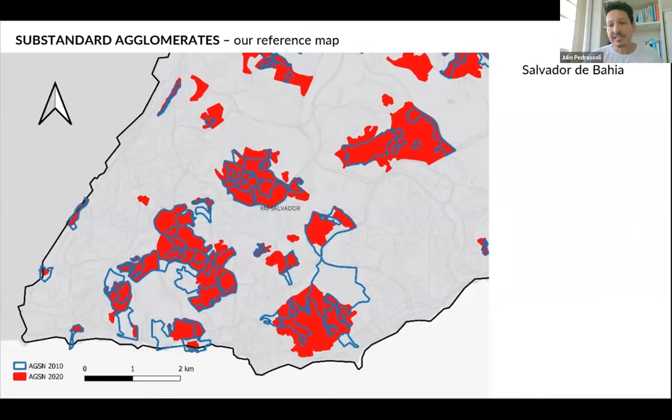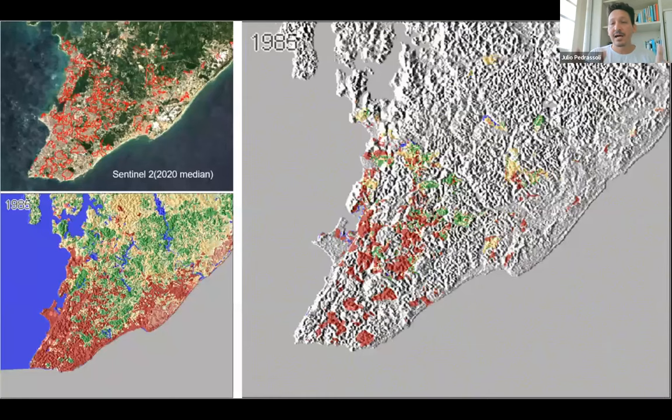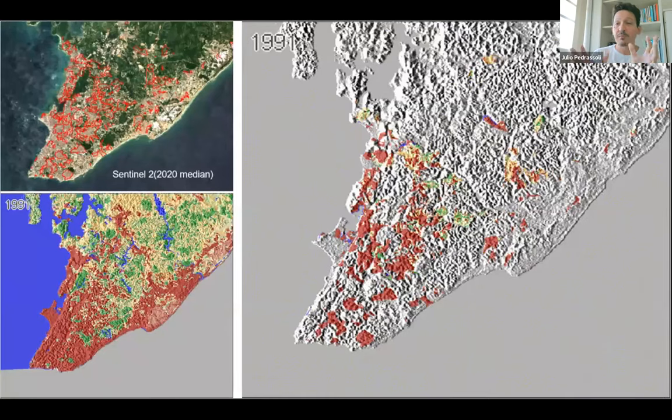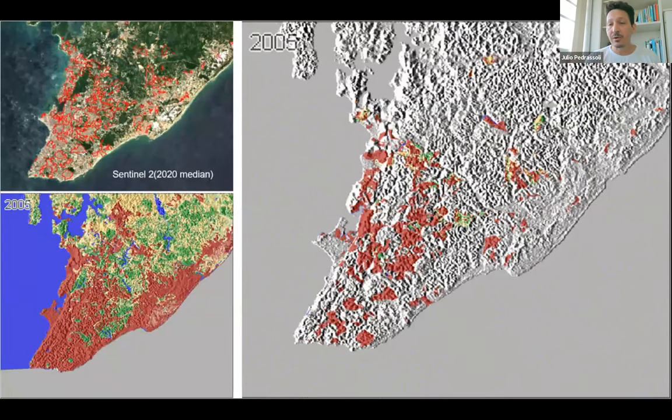And so basically we calculate the evolution of the areas inside and outside the subnormal agglomerations and the trajectory of the pixels for both cases. This type of analysis allowed us to evaluate some questions such as, is there a difference between the total growth and growth rate of urbanized areas inside and outside the private areas?